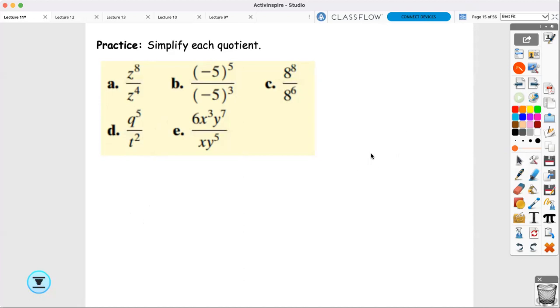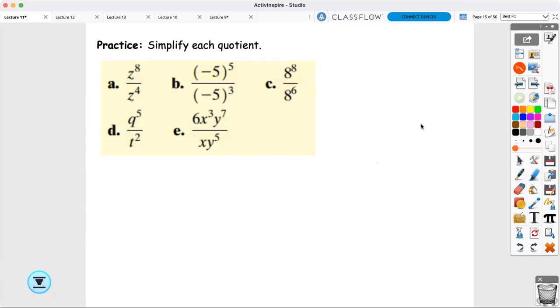Let's share what we got for C. Excellent, guys. 64. Good. Right? Because 8 minus 6 is 2, so we're left with 8 squared, which is 8 times 8, 64. Excellent. Any questions for C before we move on?